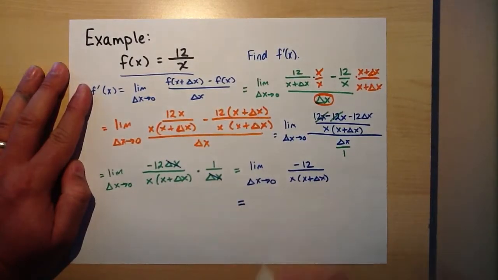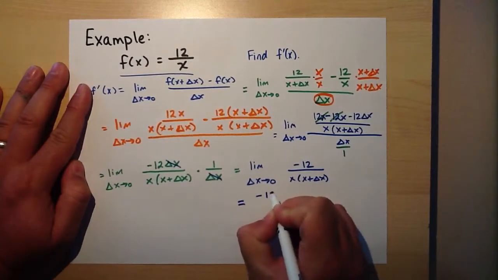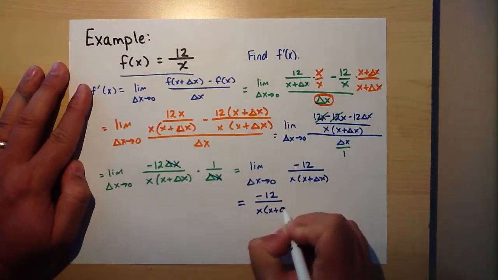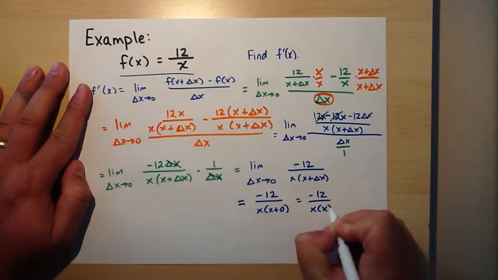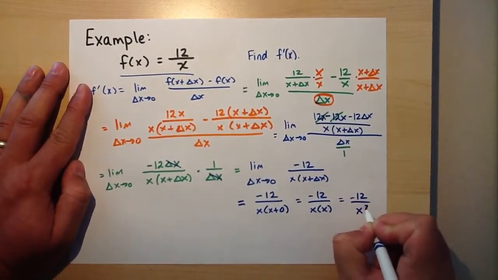Okay, it's nice, clean, efficient, and correct work. So we're going to evaluate. That's negative 12 over x times x plus 0, which obviously is negative 12 over x times x. And we'd like to clean it up a little bit and make that negative 12 over x squared.